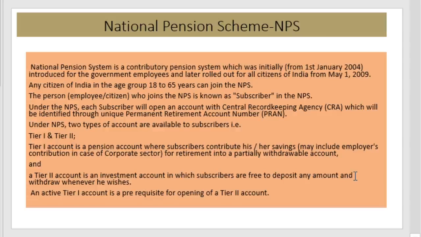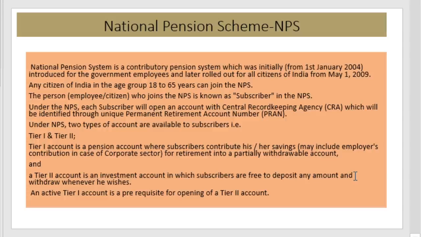Under the National Pension Scheme, two types of accounts are available to the subscribers: Tier 1 and Tier 2. Tier 1 account is a pension account where subscribers contribute their savings, which may include the employer's contribution in the case of the corporate sector, for retirement into a partially withdrawable account. The Tier 2 account is an investment account in which subscribers are free to deposit any amount and withdraw whenever they wish.